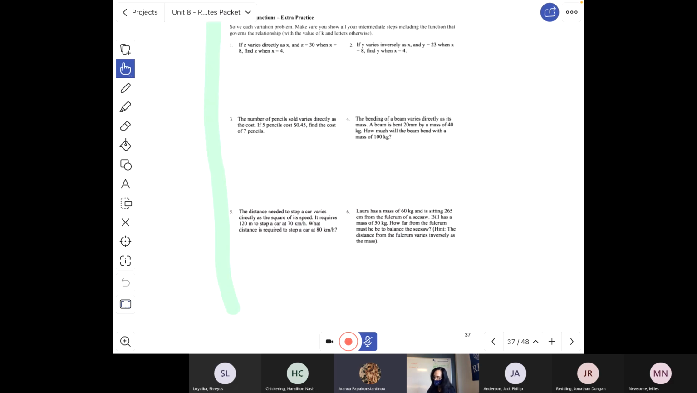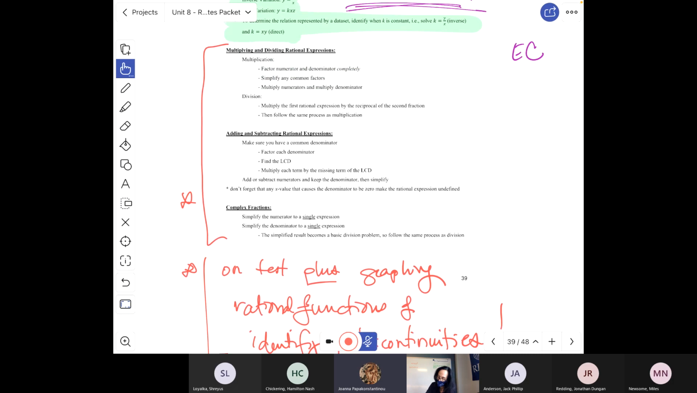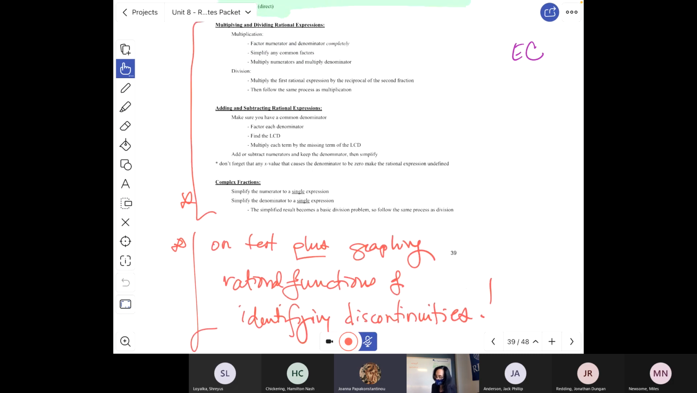There's just practice if you want to practice with that, but I've cut it from the curriculum because we don't have time. So if you go to the summary page in your packet, this is not on the test, not bonus, not anything. It's not there. That is your extra credit over spring break. The rest is on the test, and including graphing. So you do need to be able to graph and identify discontinuities in addition to manipulating rational expressions.